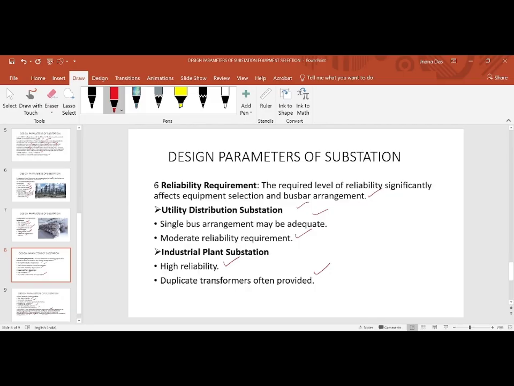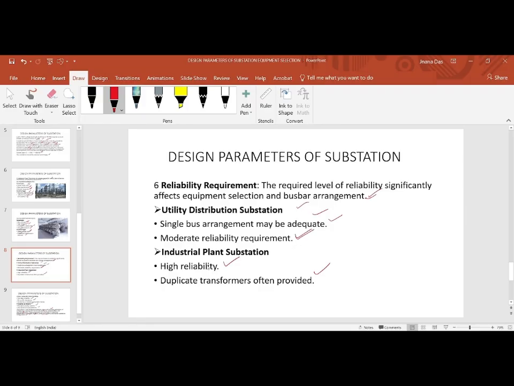Then the last design parameter is the reliability requirement. The required level of reliability significantly affects the equipment selection and busbar arrangement. For utility and distribution substations, a single bus arrangement may be adequate for moderate reliability.